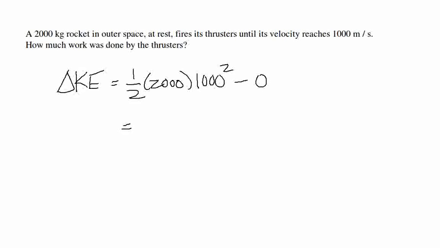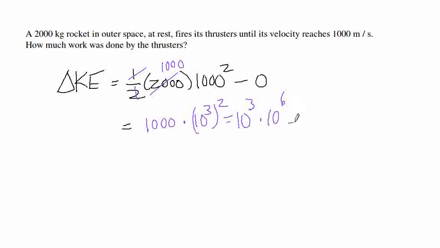So we can work that out. This is equal to 1,000 times 10 cubed squared, which is 10 cubed times 10 to the 6, which is 10 to the 9. So we have 1 billion joules, or if you want to be fancy, 1 gigajoule. So it did 1 gigajoule of work. Okay?